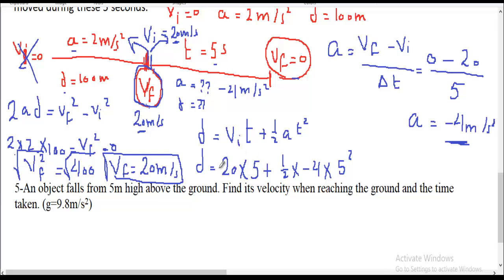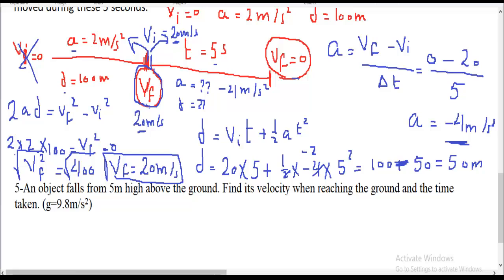Okay, 20 times 5 equals 100. Plus half times negative 4 equals negative 2. Negative 2 times 5 squared equals 50. And this is a negative sign, so it will be 100 minus 50 equals 50 meters.